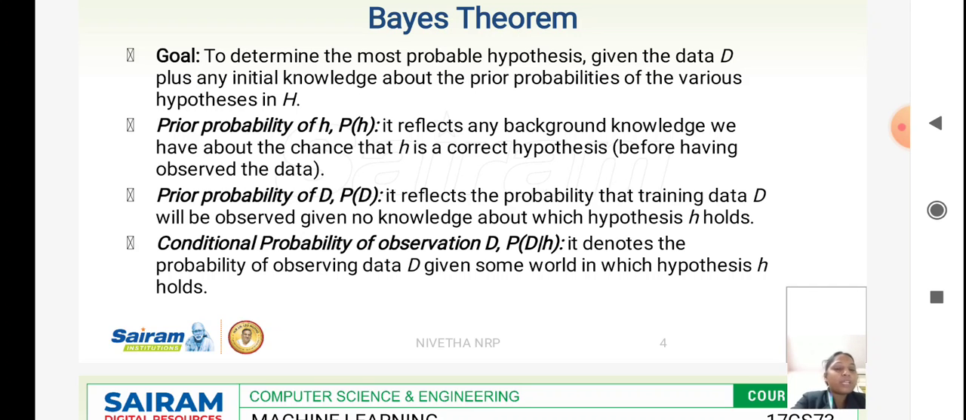Then we have the prior probability of D, which reflects the knowledge from the observed data. It gives the input from the observed data, which helps you in predicting the hypothesis. Then we have a conditional probability, that is the probability of D given H. Here, D has occurred after the occurrence of the hypothesis H.